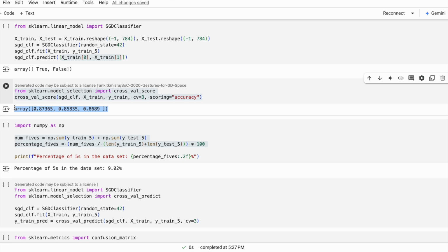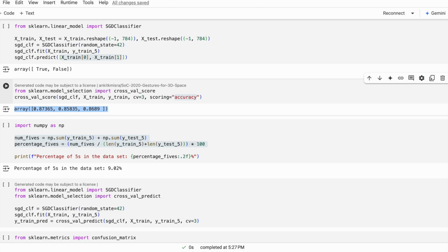In particular, we shouldn't use it to measure skewed datasets. Skewed data means some classes are more or less frequent than other classes. In our case, 5s are much less than non-5s. I run cross-validation score and use accuracy to measure our model. You can see the accuracy is a little bit less than 90%.